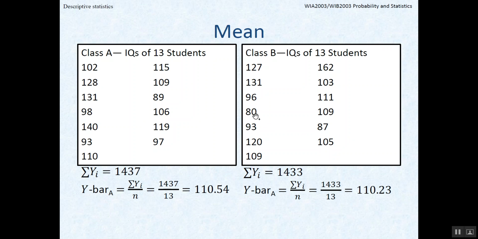For example, let's use the same example as just now, right? We have 13 data in each of these classes. So for example, you want to find the average or mean for class A. You sum up all the values in class A, which are the 13 values, and we get 1437 divided by 13, right? And then we got 110.54. Same thing you do with class B, you will get 110.23.